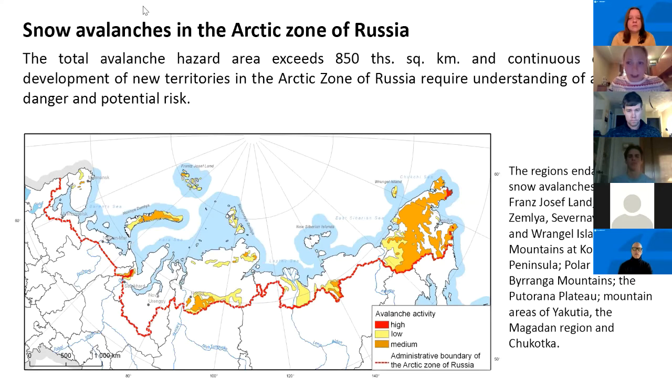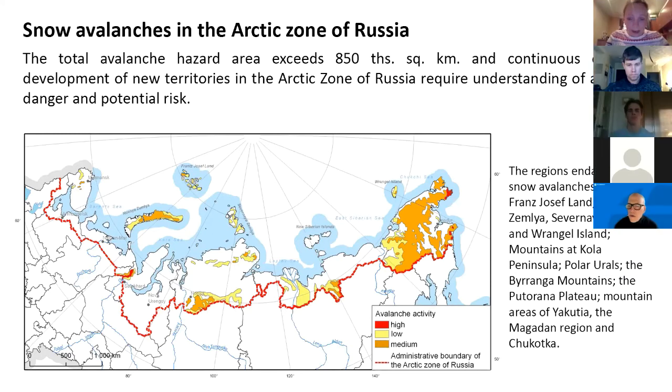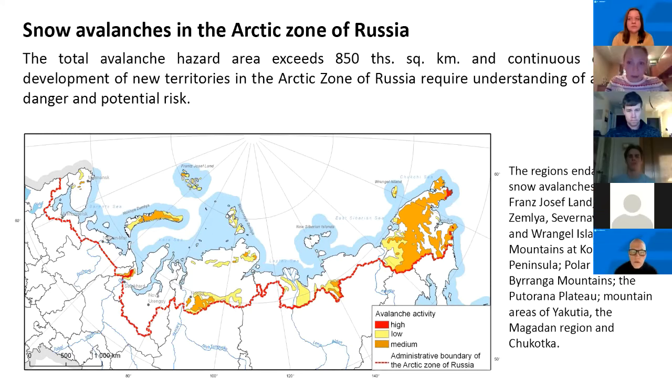Right now, the regions that we know are endangered by snow avalanches include Franz Josef Land, Novaya Zemlya, Severnaya Zemlya, and Franklin Island. At the same time, we don't know exactly about other territories and small islands. They are not populated, and therefore we are not so interested in avalanche problems there. But at the same time, there could also be avalanche hazards.